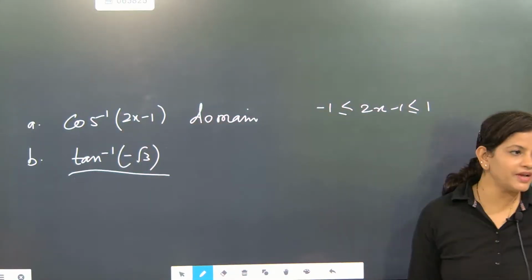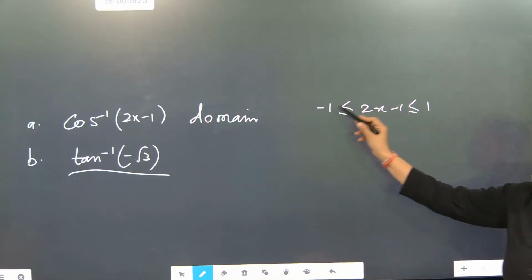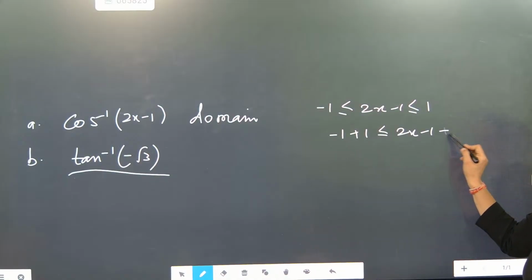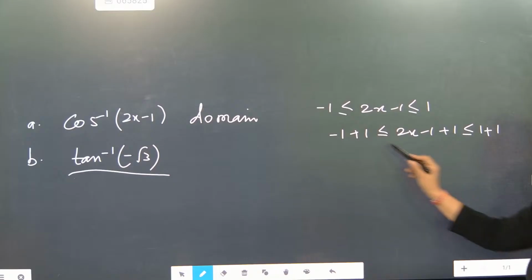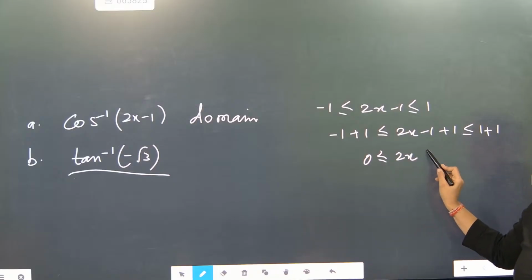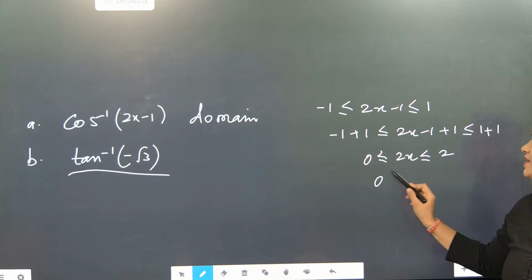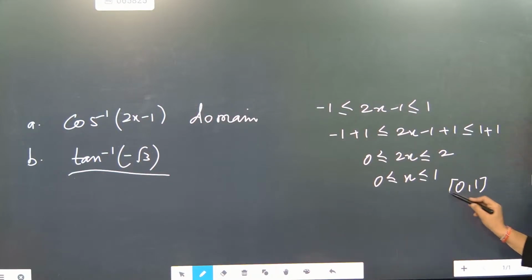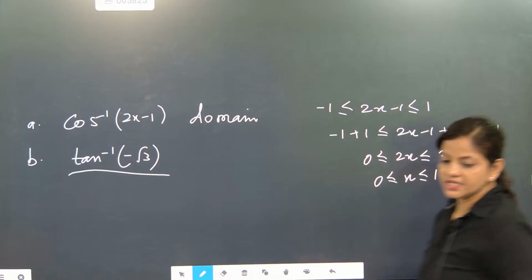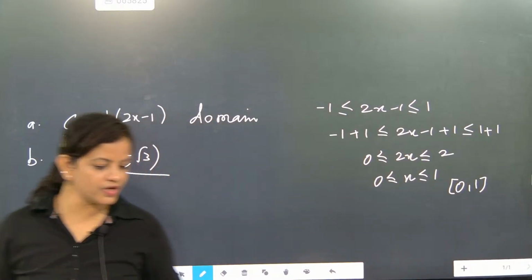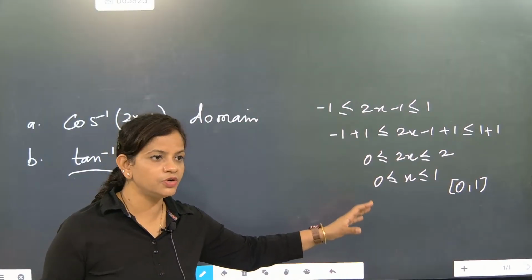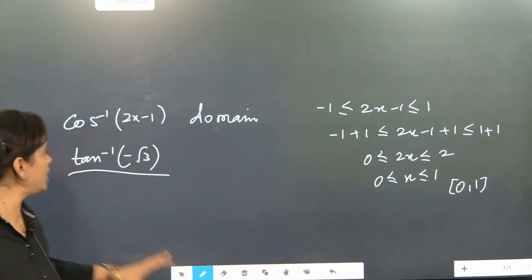The value lies between minus 1 to plus 1. So here if we shift, it will become minus 1 to plus 1 for 2x minus 1. Adding 1, it will become 0 to 2x to 2. If we divide, the value is lying between 0 to 1. So what is the domain, beta? It is coming closed interval 0 to 1. Kishore, absolutely correct. So please understand, you have to solve the question like this, 0 to 1. This is the most important part.